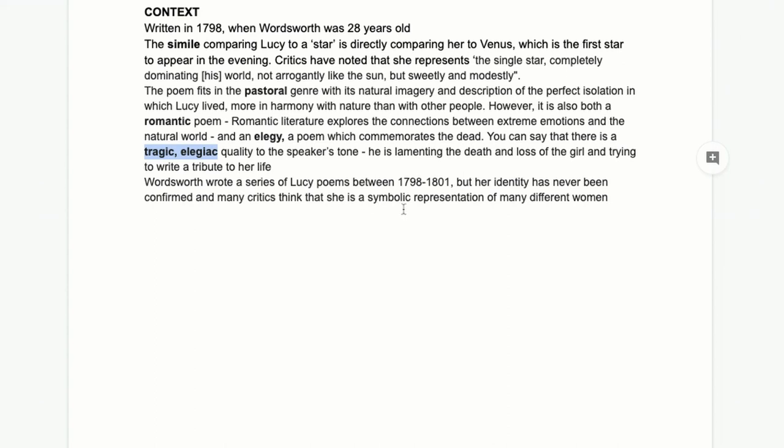So finally, this is one of many different what we call Lucy poems. So this character appears quite a lot in a series of poems between the date that this is published in 1801. So it's kind of a character that he's using time and again, and this is just one of those many poems. So again, if you want to do any further reading, go into those poems and have a look at what the other ones are like and how she is as a character in those as well.